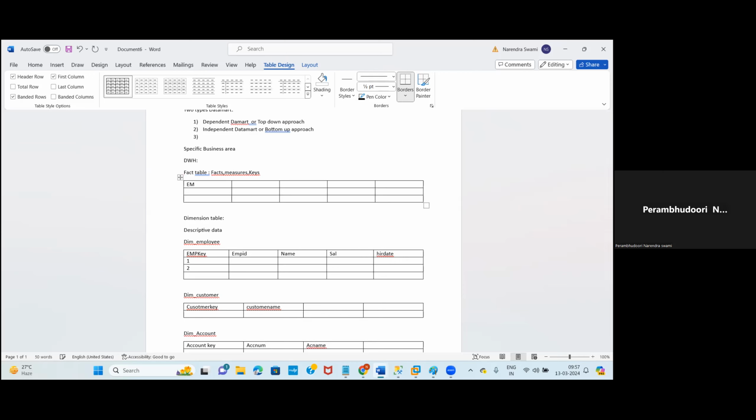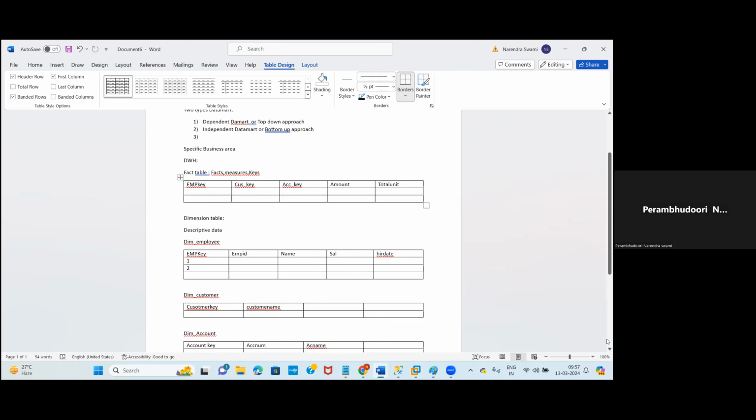So employee key will be there, and customer key will be there. And also account key will be here. And also we have some amount, like price or something like that. Amount data we can say. Amount and total units or something like that. The other data will be there.